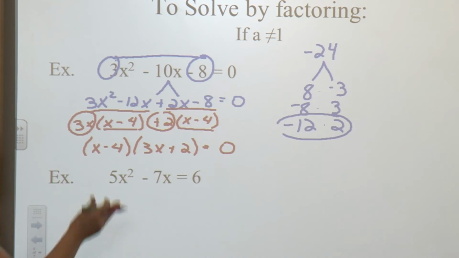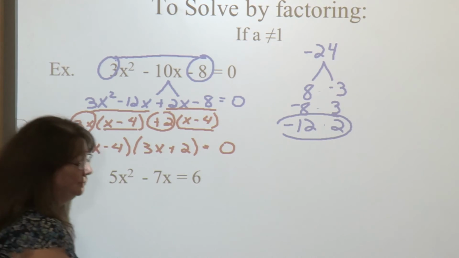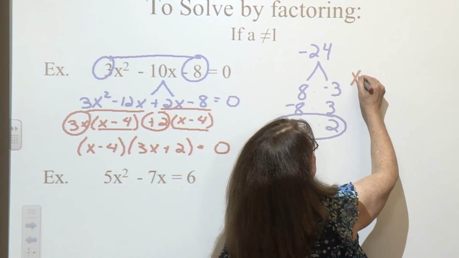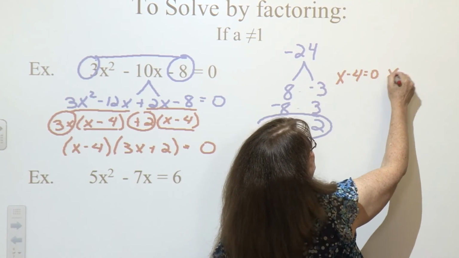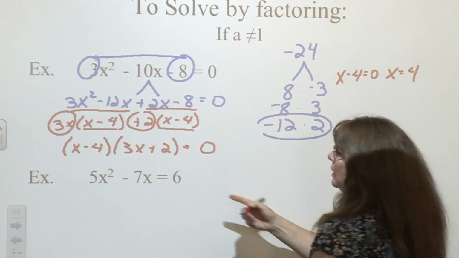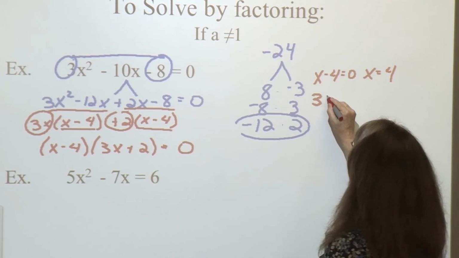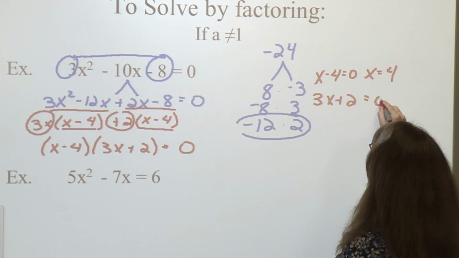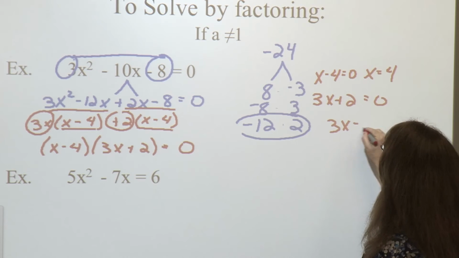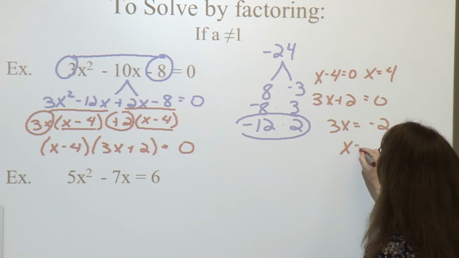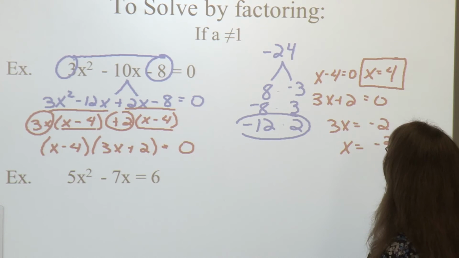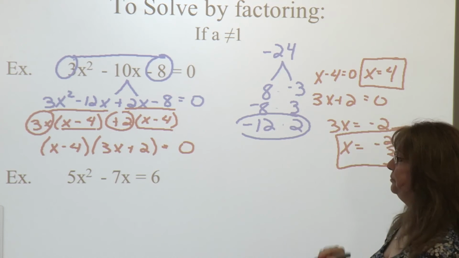Finish solving it by taking each factor and setting them equal to 0. X minus 4 equals 0, so x equals 4. And 3x plus 2 equals 0. 3x will equal negative 2, and x is going to be negative 2/3. Again, you've got two solutions for your quadratic.